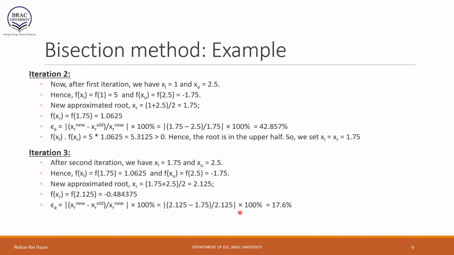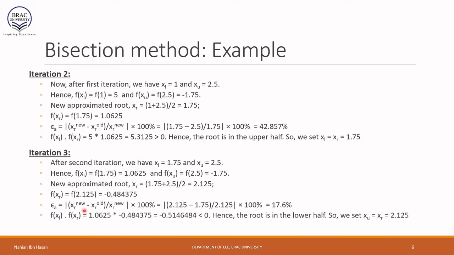So to get to our next iteration, we need to find our new boundary. We already have the boundary 1.75 and 2.5 for the third iteration, but to move on to the fourth iteration, we need to calculate our new boundary. So how do we calculate our new boundary? First we calculate the f of xr, which is minus 0.484375.